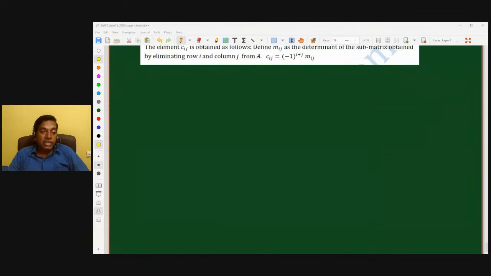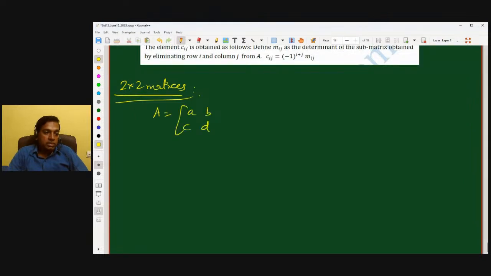All right. So let's start with 2 by 2 matrices. Adjoint will be very easy. Let's say A is equal to the matrix A, B, C, D. What is M11? You eliminate the first row and first column. You will simply get D. Determinant of the remaining matrix is D. Okay, M11 is D. M12 will be C.